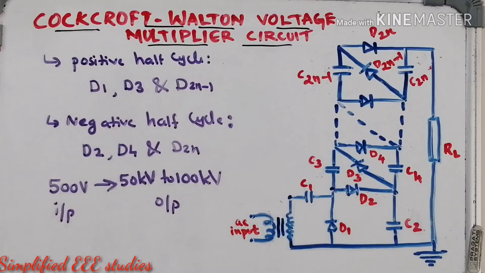For the input you can go for a pulse generator also. In olden days we would go for a pulse generator, either a transformer or a pulse generator. So this is the way the Cockcroft-Walton type voltage generation set gets operated.